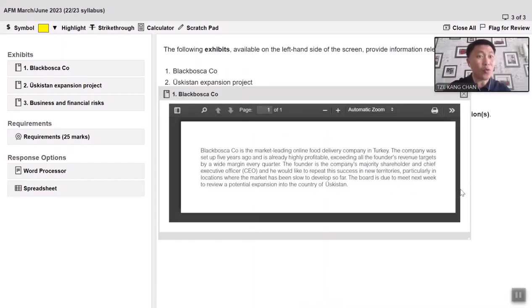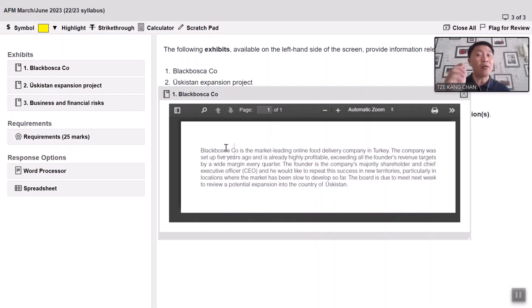To figure out what exactly there is to calculate, spend some time going through the detail of the exhibits to start forming your answer plan on exactly what there is to calculate and how to plan out your workings. On the first exhibit, spend some time, take a look at the detail.